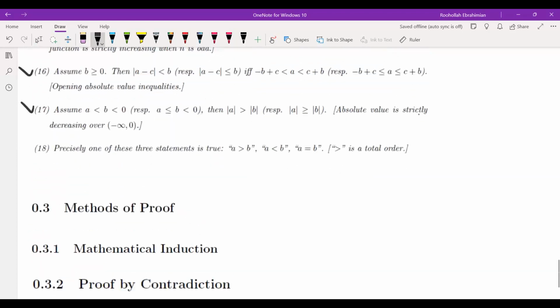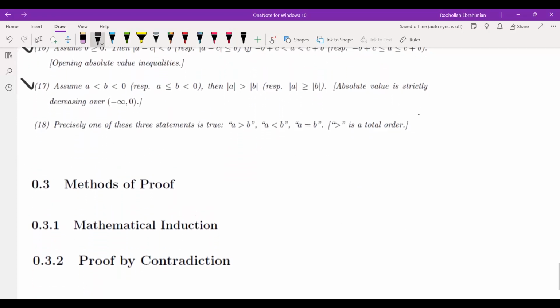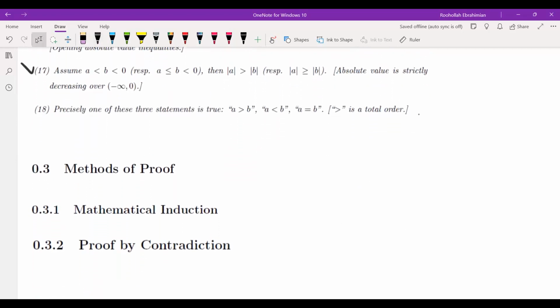Okay, so this brings me to almost the end of this video. The last thing I'm going to talk about is methods of proof. And this is mostly just a reminder. There are two different methods of proof that you need to be able to use. The first one is mathematical induction, and the second one is proof by contradiction.